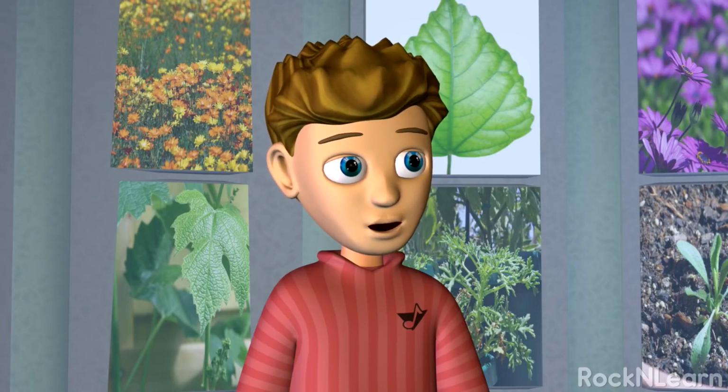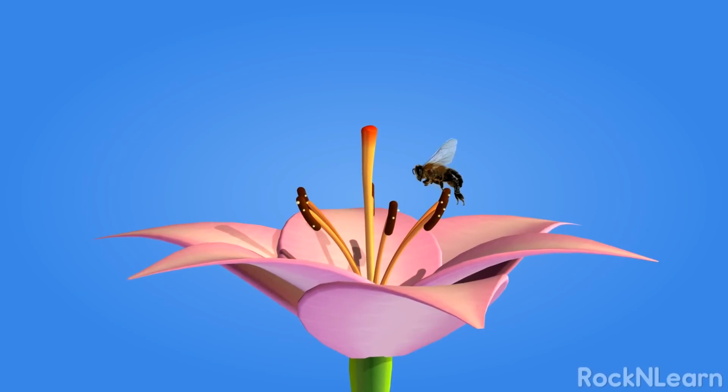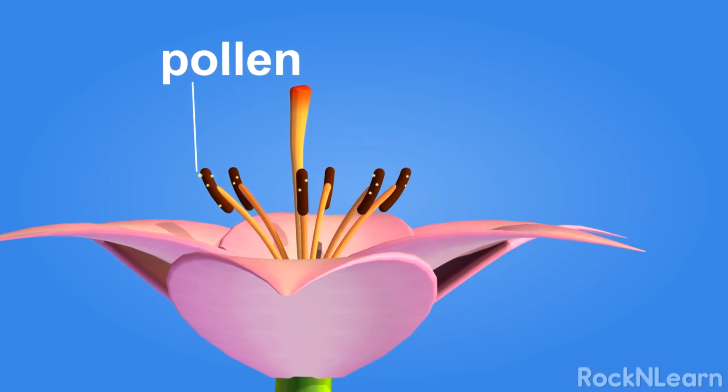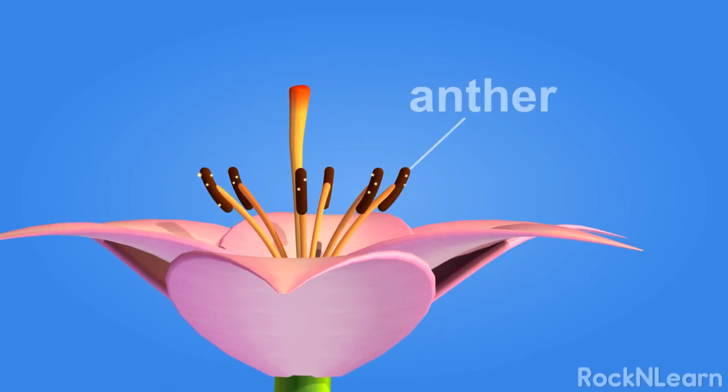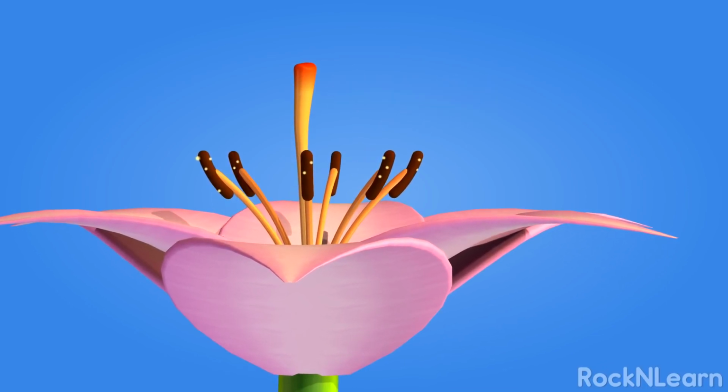I know how this works. Pollinators come to the flowers. As they move around the flowers, they pick up pollen that is on the anther, which is the top part of the stamen. The anthers are held up by these long stalks called filaments.